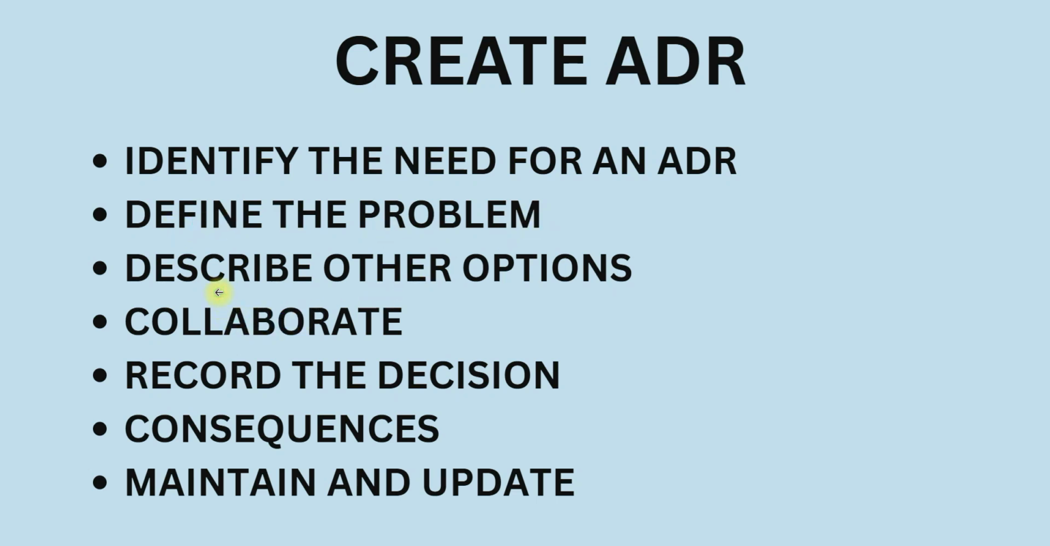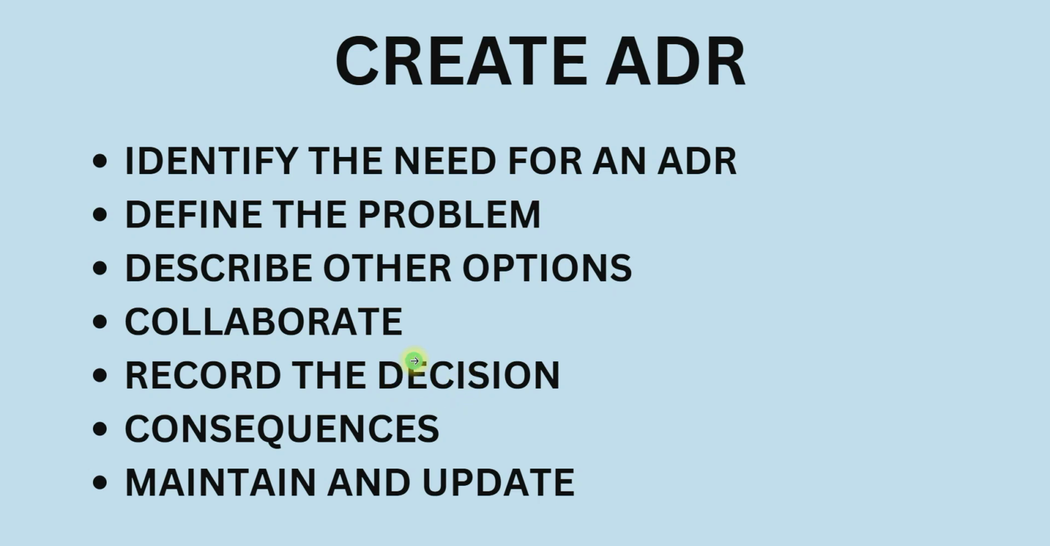Describe other options. We may have already worked on that problem, or we may have done some investigation on that problem. So we will have some options, like option 1, 2, 3, 4, where each option is a solution to the problem. So now list down all the solutions, all the options, describe them with pros and cons, and then collaborate with the stakeholders, with the team, whoever will be impacted by this decision, and then choose the best one from the listed options, and then record that decision.